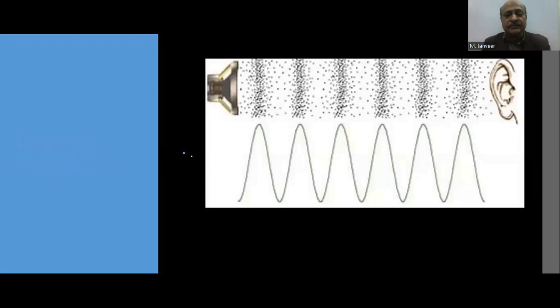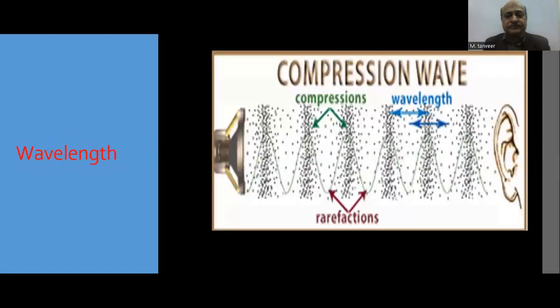This is the compressional wave. Particles are close and particles are far apart. Wavelength is the distance between two consecutive compressions. This is the first compression. This is the next compression. This distance is called wavelength.